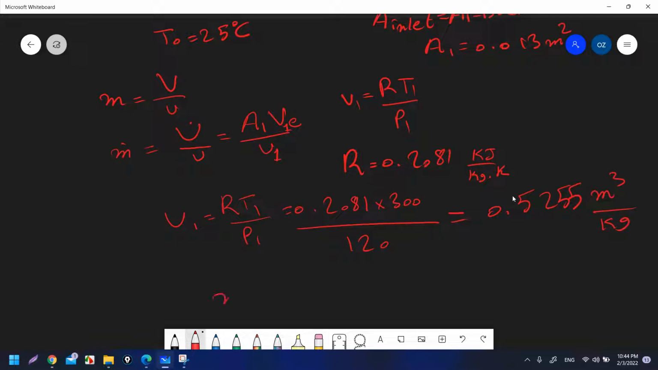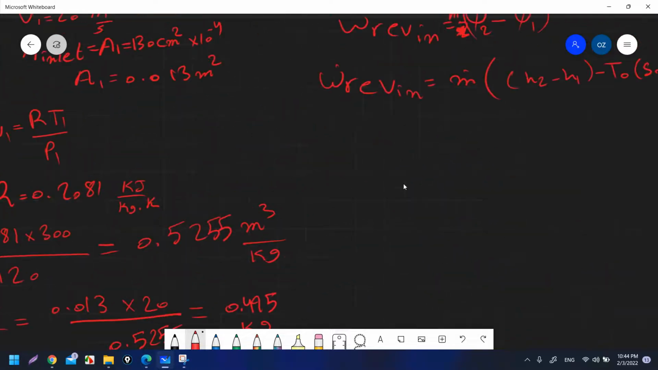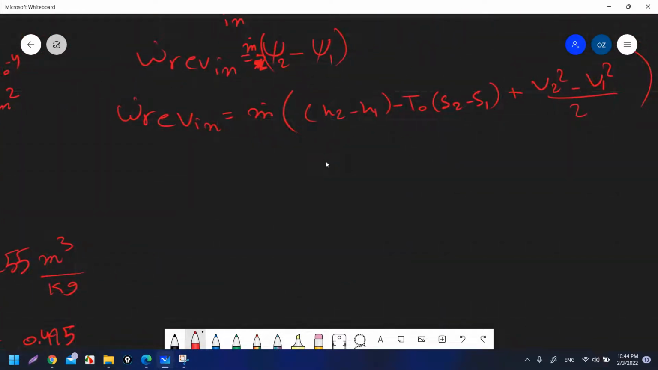Then the mass flow rate will equal A1 V1 over the specific volume v1. This V1 is the velocity, not the volume. A1 is given as 0.013 meter squared, times 20 meter per second, over the specific volume 0.5255 meter cubed per kilogram. This will give you 0.495 kilogram per second. So that is the mass flow rate; next, H2 and H1.